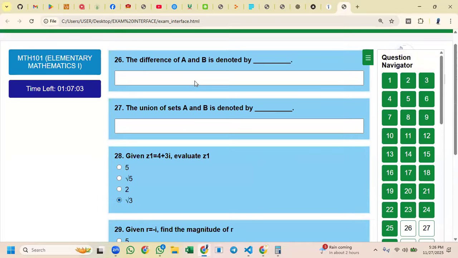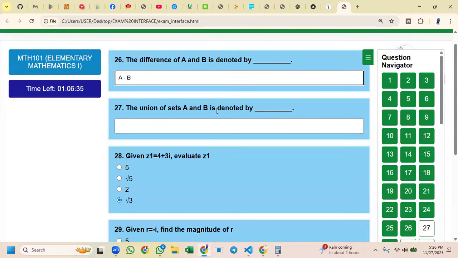Now, the difference of A and B is denoted by, if you are looking for the difference between A and B, you can just write it like this: A minus B. You understand?